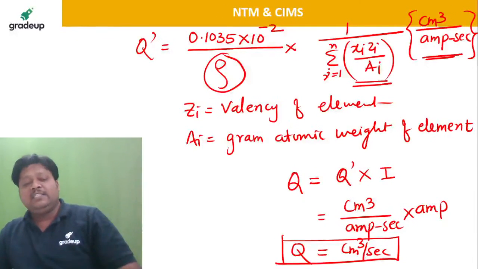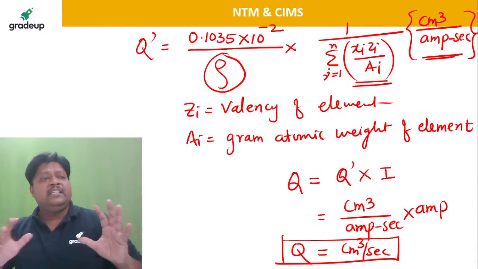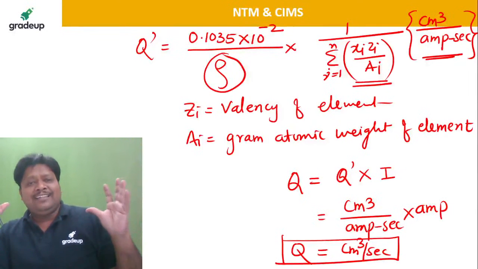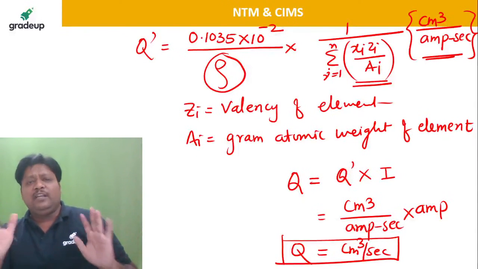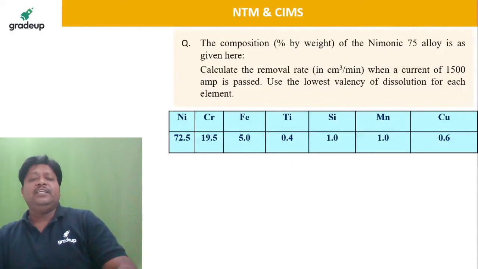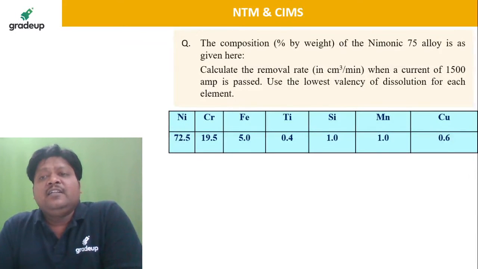So let us take a question on this and see how they ask it. I am taking a very big question so that you can calculate for any number of elements in the alloy. See the question in front of you, dear. The composition of the Monel 75 alloy is as given here. Calculate the removal rate in centimeter cube per minute.